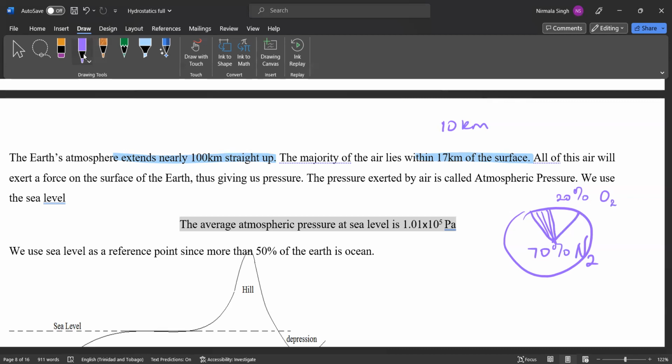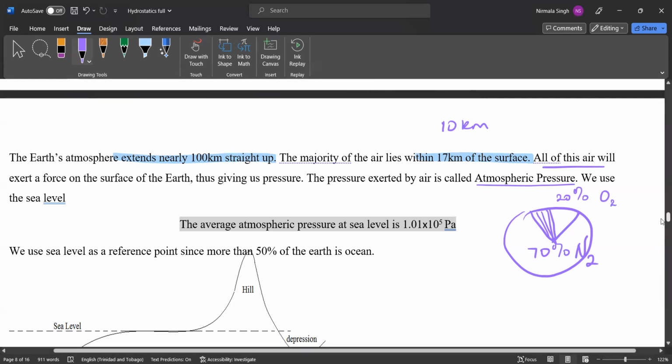So continue reading. All of this air will exert a force on the surface of the earth, thus giving us a pressure. This pressure exerted by air is called atmospheric pressure.